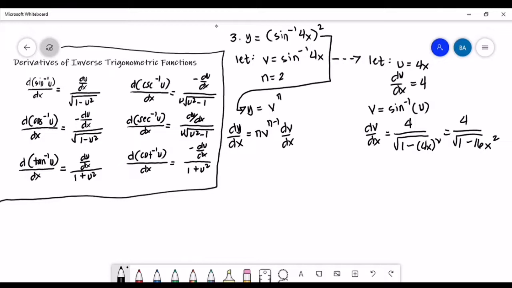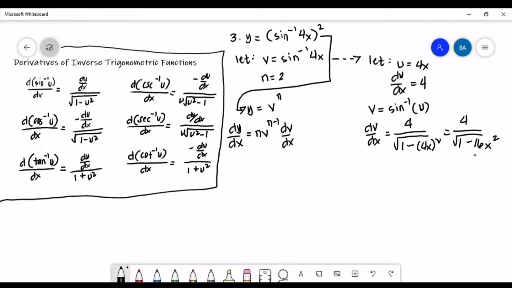So after that, let's check our general formula: dy dx is equal to n v raised to n minus 1 times dv dx. Since our n is already equal to 2, v is equal to sine raised to negative 1 of 4x, or arc sine of 4x, then our dv dx is already derived, which is equal to 4 over the square root of 1 minus 16x squared.